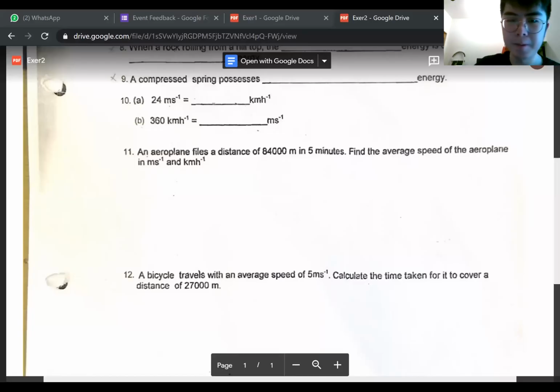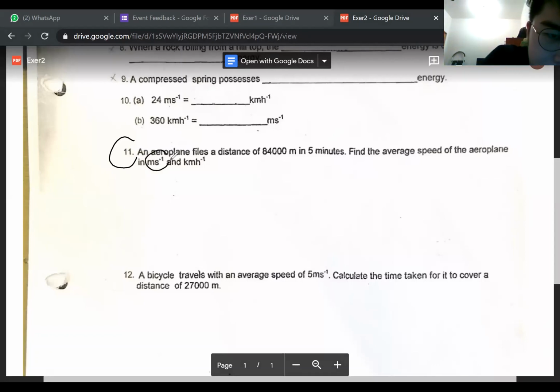All right, okay. Question 11. Let me pull my pen out. Okay. All right, everybody look at question 11. Now, an aeroplane flies a distance of 84,000 meters in 5 minutes. Find the average speed of the aeroplane in meter per second and kilometer per hour.